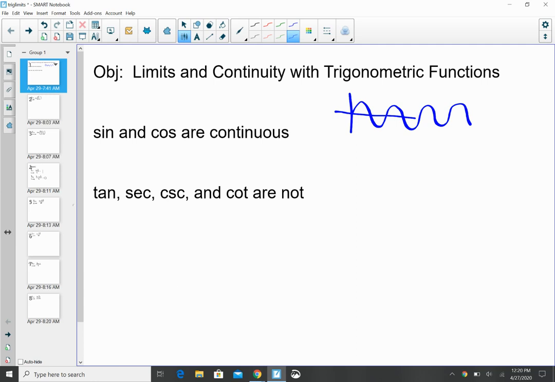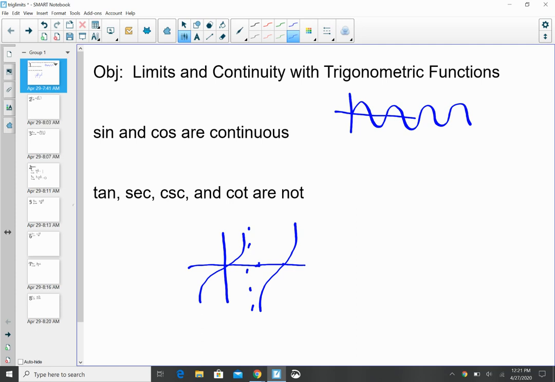However, the other four, tangent, secant, cosecant, and cotangent, are not continuous. There are breaks in the graph. And you could put any one of these into your graphing calculator to see. There's a nice little tangent graph. Remember, it had a vertical asymptote. So that told us it's not continuous right there because I had to lift my pencil in order to draw it. So that's all we really need to say about continuity.